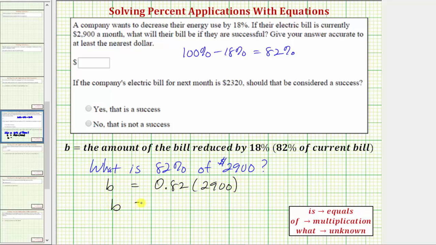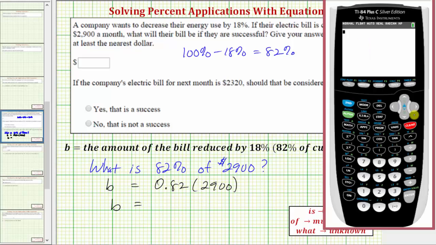And now we'll go to the calculator to determine b. So we have 0.82 times 2,900, which gives us 2,378. But while we're here, let's also show how this amount will be the same as determining 18% of 2,900 and then subtracting that amount from 2,900.